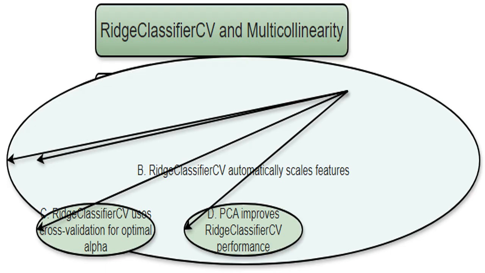I need to make this clear: RidgeClassifierCV does not automatically scale features. It does not handle feature scaling by itself. Feature scaling, making sure all features have a similar range of values, is a separate pre-processing step you would typically do before using RidgeClassifierCV, especially with multicollinearity to avoid bias. Think of it like preparing your ingredients before cooking. You wouldn't just throw everything into the pot without prepping it first.